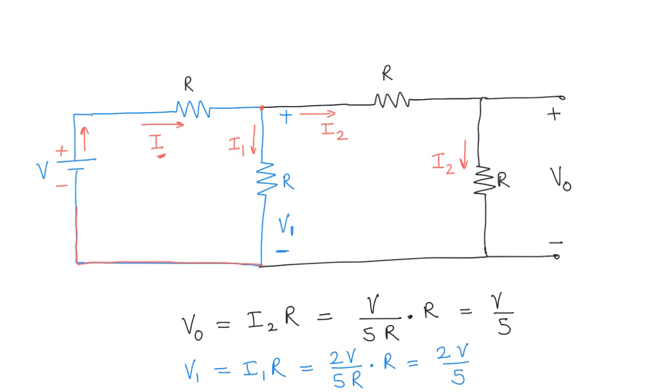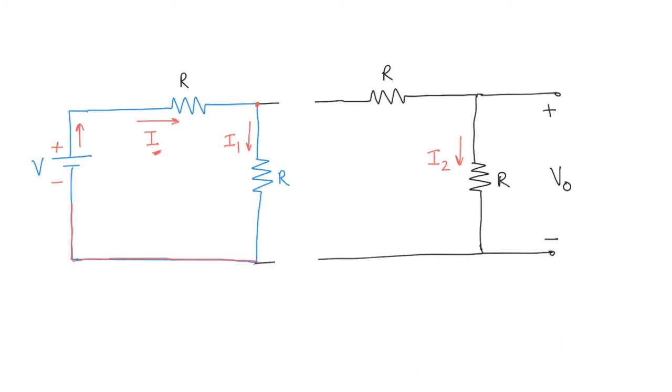So what we were expecting to get here was V over 2, but instead we get 2V over 5, and at the final output we were expecting V over 4, but we get V over 5. So when we are putting these two circuits together, the second circuit is somehow influencing the first circuit so that its output is no longer V over 2, and the putting together of the two circuits is influencing each other. Let's see why this happens.